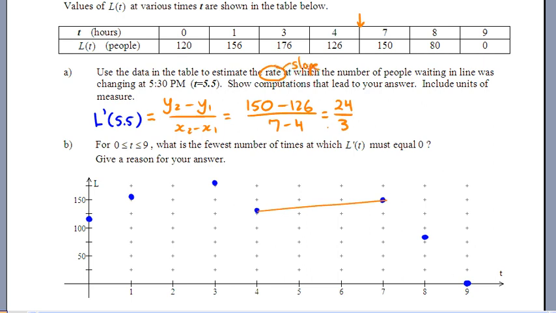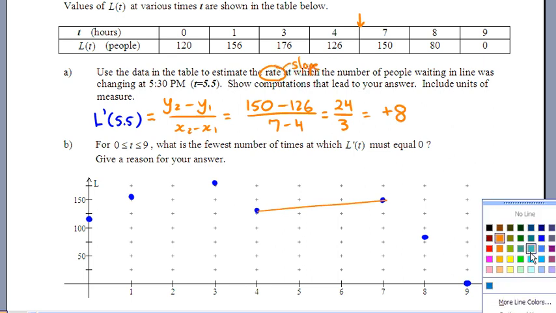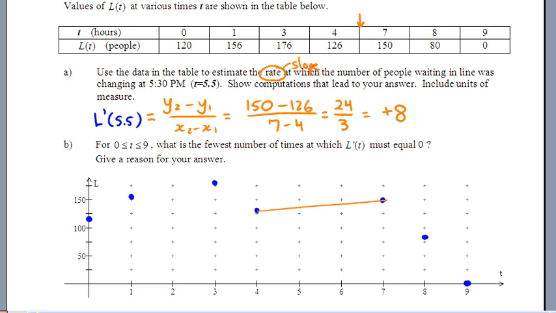24 over 3 is positive 8. For the units, we've got people for L, and hours for time. So this is people per hour. My best estimate is that the line is growing at about 8 people per hour at that moment. It's just an estimate, but that's the best I can do. Okay, part A wasn't too bad.